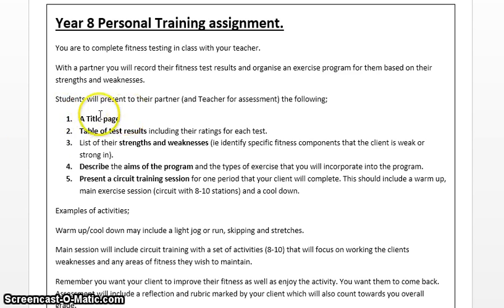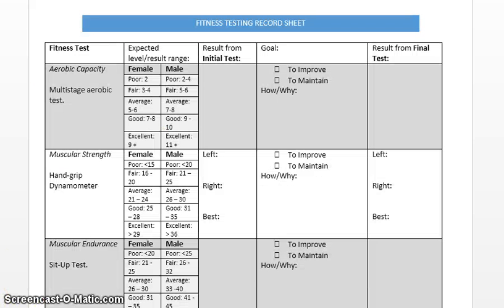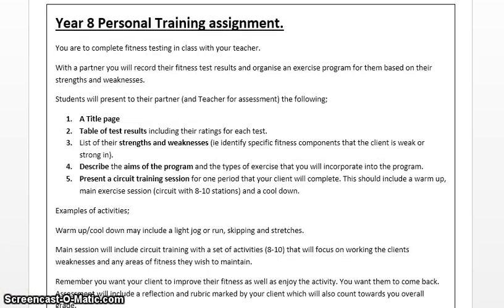You need to create a title page, a table of the results, so you can get them from this sheet here. So talk to your partner, what were their results, have a look through here, and then find a way to document it into your own assignment. Once you've documented everyone's results for your client, sorry, not everyone's, but yours, you then need to identify their strengths and their weaknesses. So where did they do well and where do they need to maybe improve?